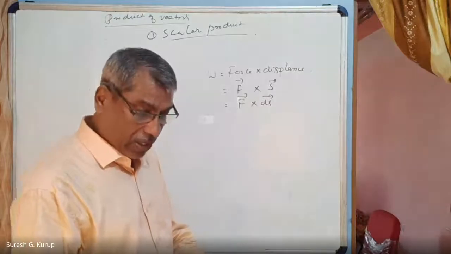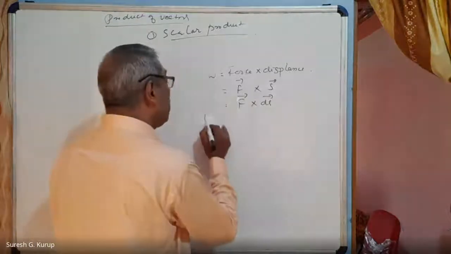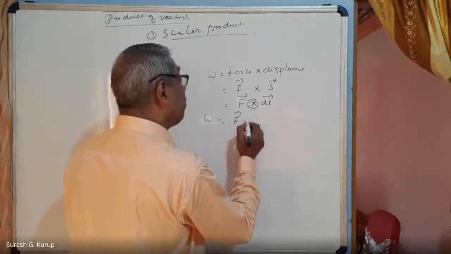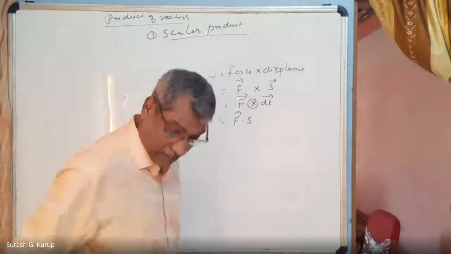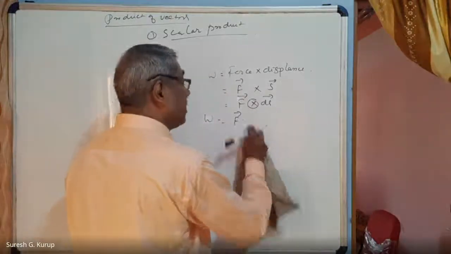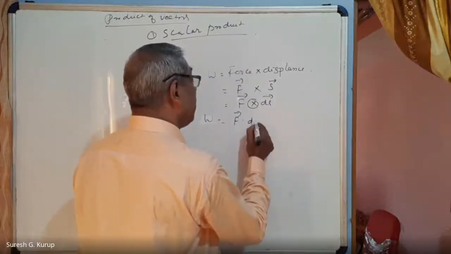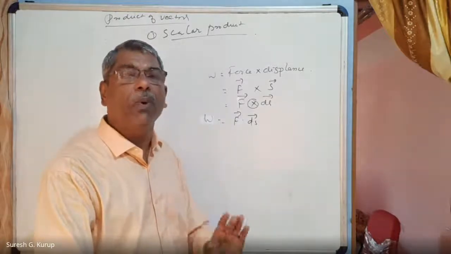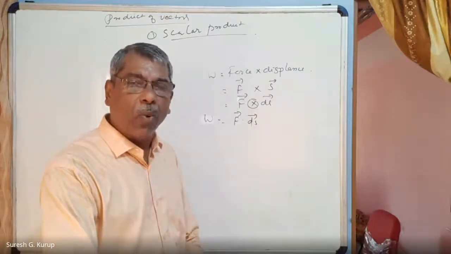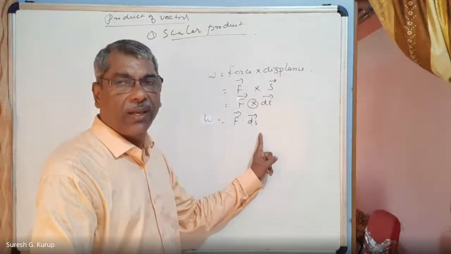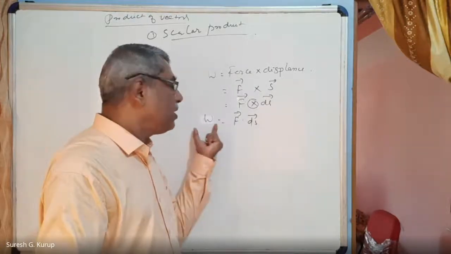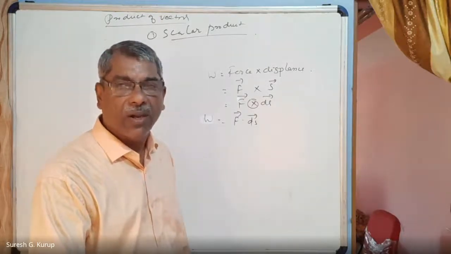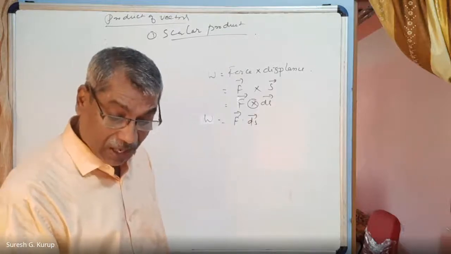So the scalar product is most of the time written as W equal to F, not with the cross sign, but written as F dot ds. Ds means displacement vector. So the scalar product is also sometimes called the dot product. The dot product is the product of two vector quantities, but the result is a scalar quantity. Such a product is called a scalar product or dot product, right?